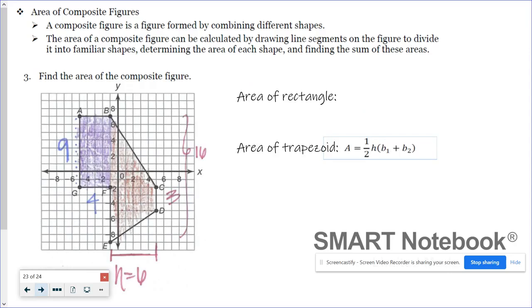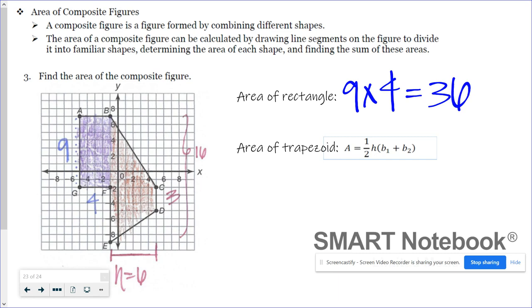So I determined the dimensions of both of these figures. So the rectangle, which I've colored in purple, has dimensions 9 and 4. And so for the area of a rectangle, I simply want to multiply those together. So my rectangle has an area of 36 square units.